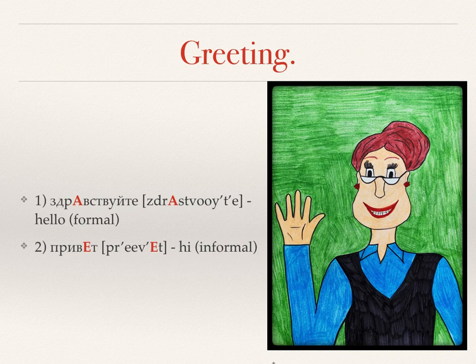Здравствуйте. Hello. It's a formal way of greeting. Pay attention to the first letter V. It's silent. Здравствуйте. Number 2. Привет. Hi. It's an informal way of greeting. Listen and repeat. Then pause the video and read these words.